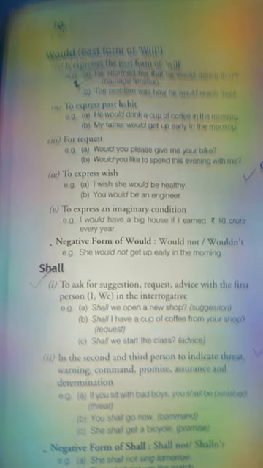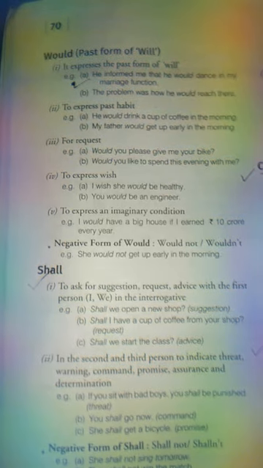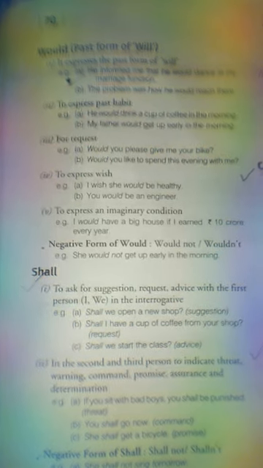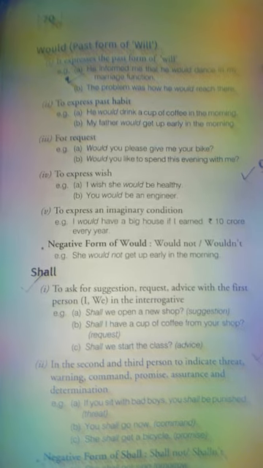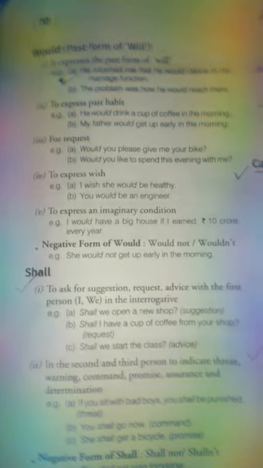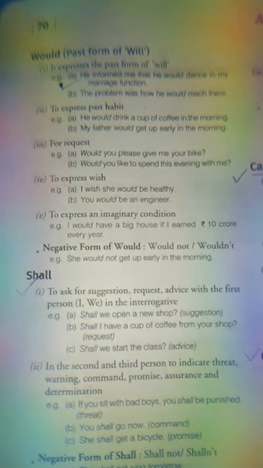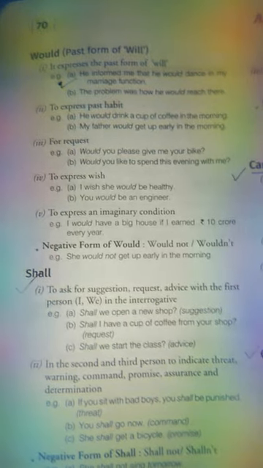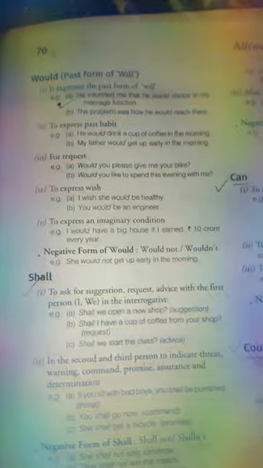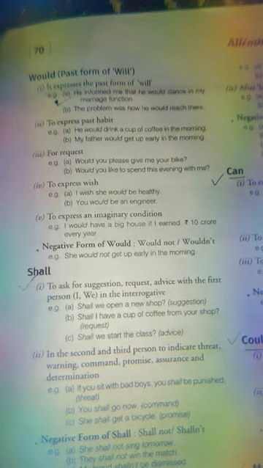So all in all, the major usage of would is that it is a past form of will. In past tense, especially in story writing, you would use would in place of will. Why? Because story writing is always done in past tense as well.